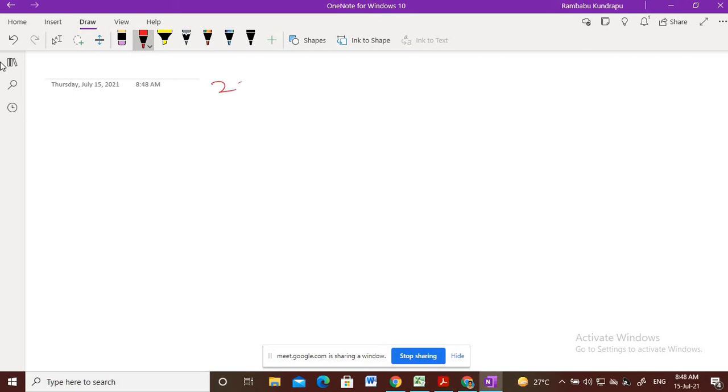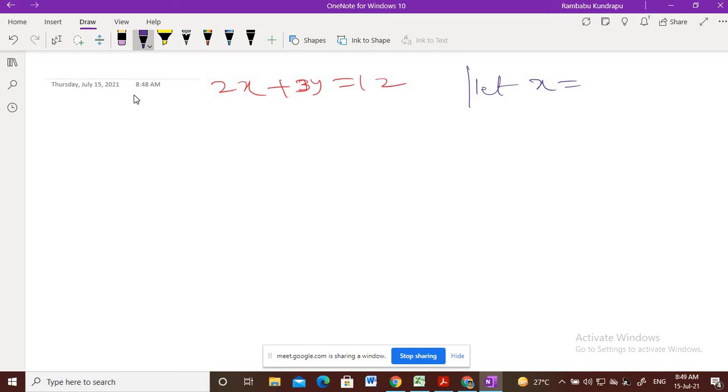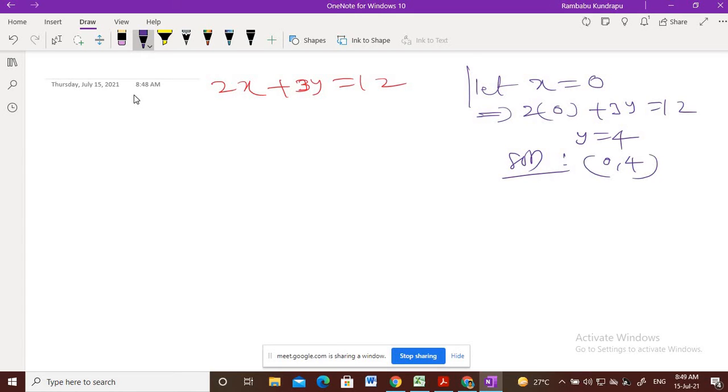See students, here is one more equation, for example 2x plus 3y is equal to 12. Find any two solutions, and I already told you it is better to take integer solutions. So here, let x be, for example, simply x is equal to 0. Then what will happen? If you take x is equal to 0, 2 into 0 plus 3y is equal to 12, y is equal to 4. Therefore, what is the solution? The solution is 0, 4. Next, first take x is equal to 0.